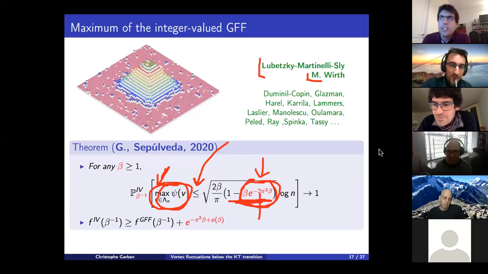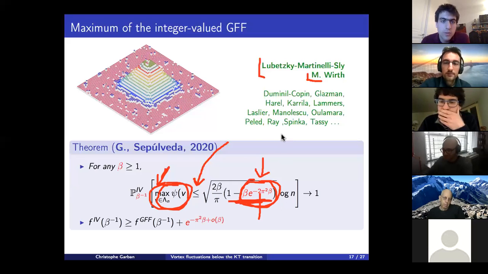There was one question in the chat. How about the non-Abelian cases, such as SU2, I guess, in reference to what you said towards the end?